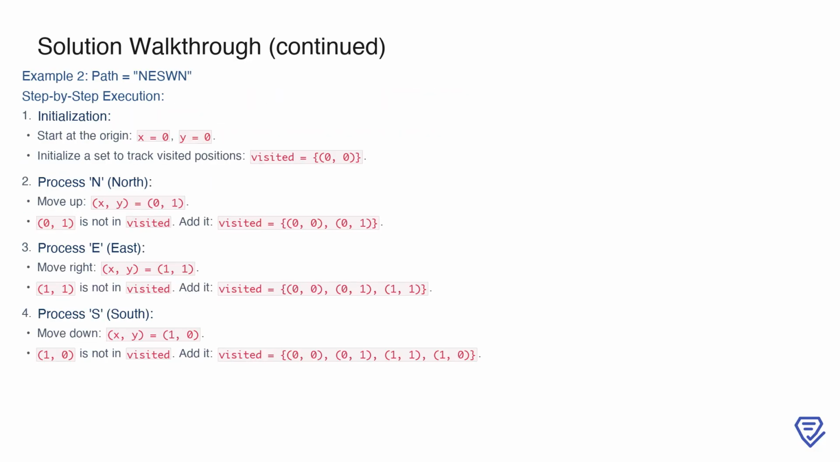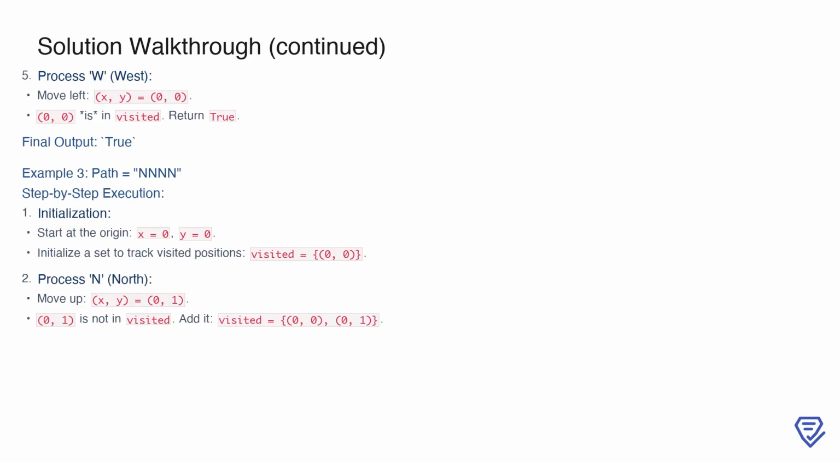In the second example, the path is NESWN. Again, we start at the origin and initialize the visited set with (0, 0). Processing the first step, N, we move up, resulting in the position (0, 1), which is added to the set. The next step, E, moves us right to (1, 1), and since this position is new, we add it to visited. Then, S takes us down to (1, 0), which is also added to the set. At this point, the visited set contains 4 positions: (0, 0), (0, 1), (1, 1), and (1, 0).